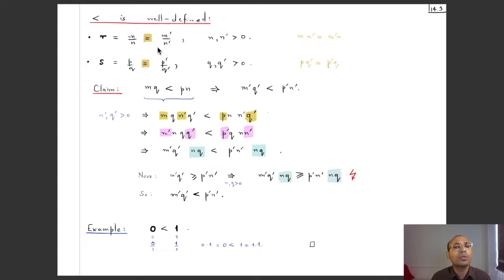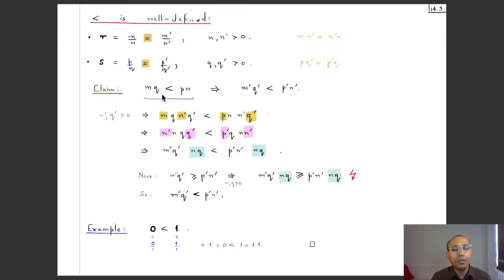So this should happen. So that's what we want to show. We want to show that if m by n is equal to m' by n', which is R, and p by q is equal to p' by q', which is S, where m', n', p', q' are all integers, with n' positive and q' positive, and we know that R is strictly less than S, so that mq is less than pn, then we have to show that m' q' is also less than p' n'. Okay, so that's the task at hand.